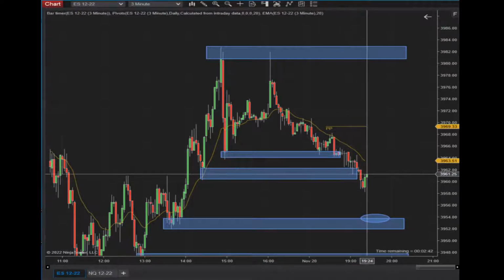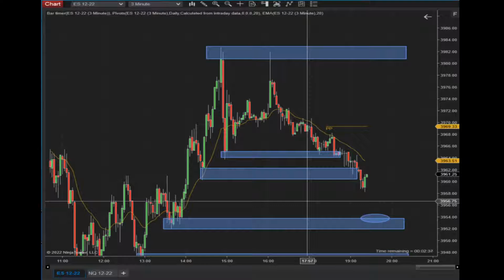Started a new candle. Just be patient, sit here and watch this for a minute just to see what it does, how it acts on this candle.